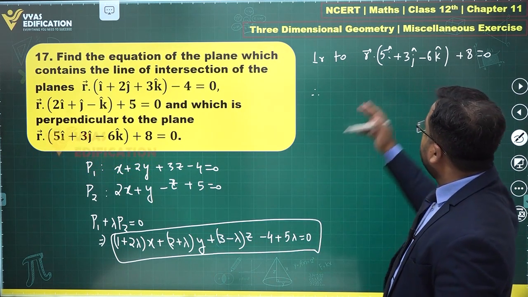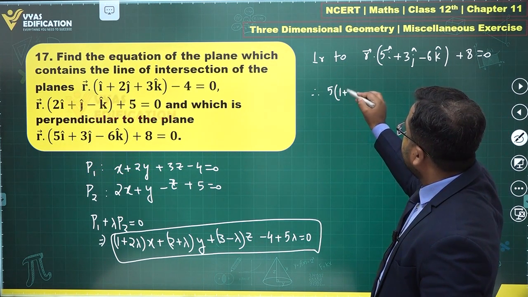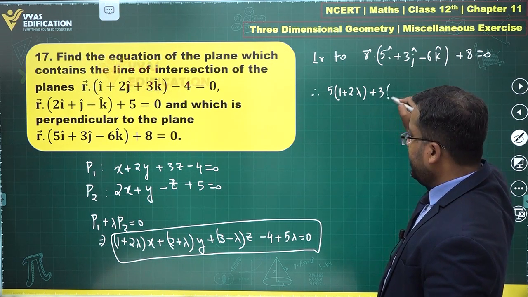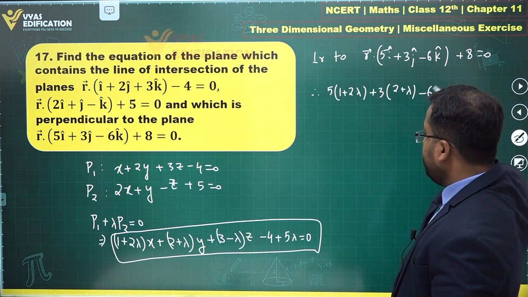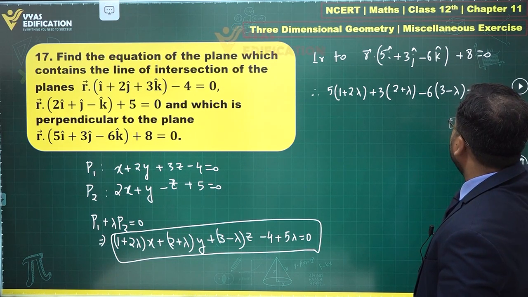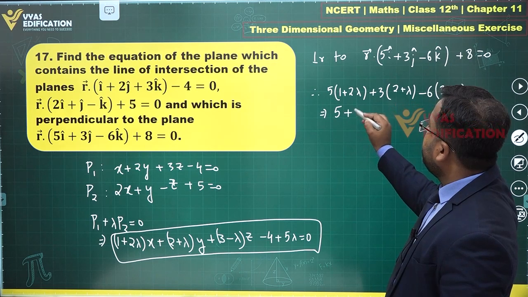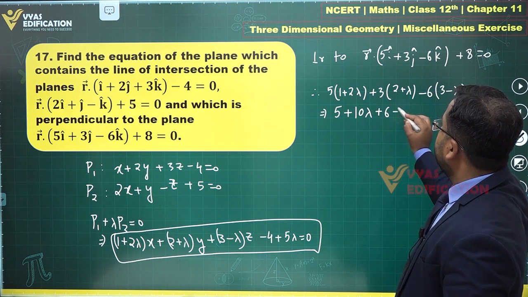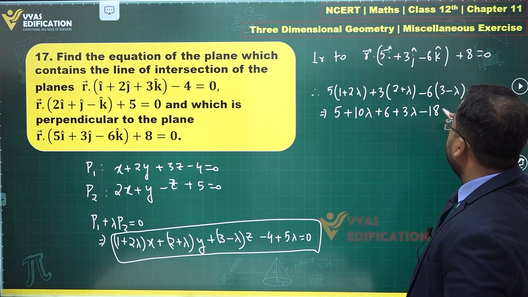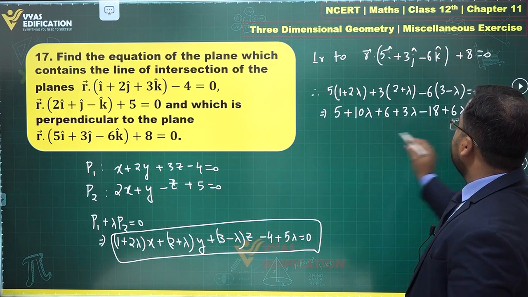a1 is 1 plus 2 lambda times this. 5 times 1 plus 2 lambda plus 3 times 2 plus lambda minus 6 times 3 minus lambda. This product is equal to 0. And what does that take me? 5 plus 10 lambda plus 6 plus 3 lambda minus 18 plus 6 lambda is equal to 0.